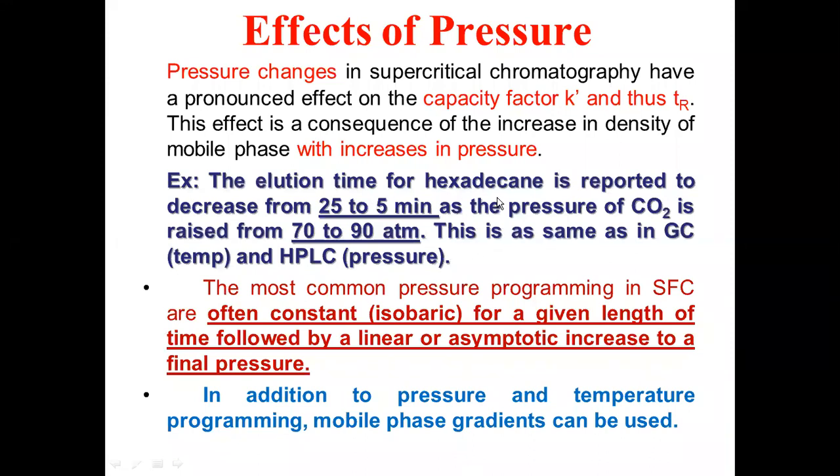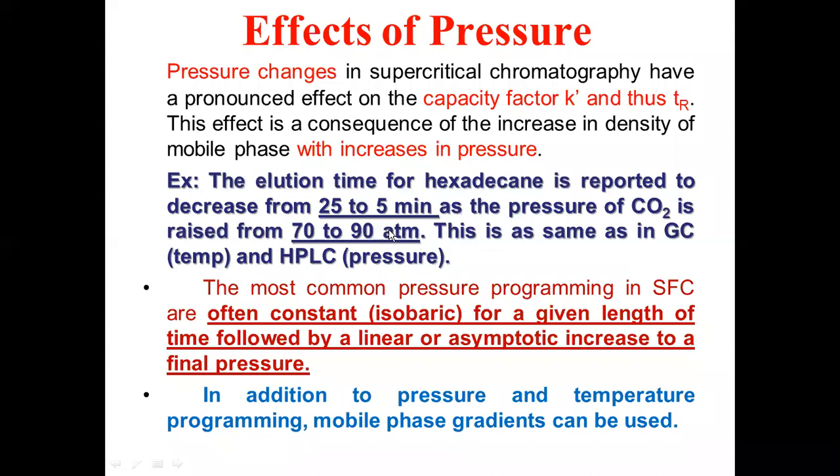Say for example, the elution of hexadecane is taken as an example, a very interesting example this is. So this has to be eluted by means of a supercritical fluid chromatographic column, which may be containing silica as a stationary phase and supercritical fluid carbon dioxide as a mobile phase. If you adjust the pressure at 70 atmosphere, the retention time for hexadecane will be 25 minutes. The retention time of hexadecane at the pressure 70 atmosphere will be 25 minutes.